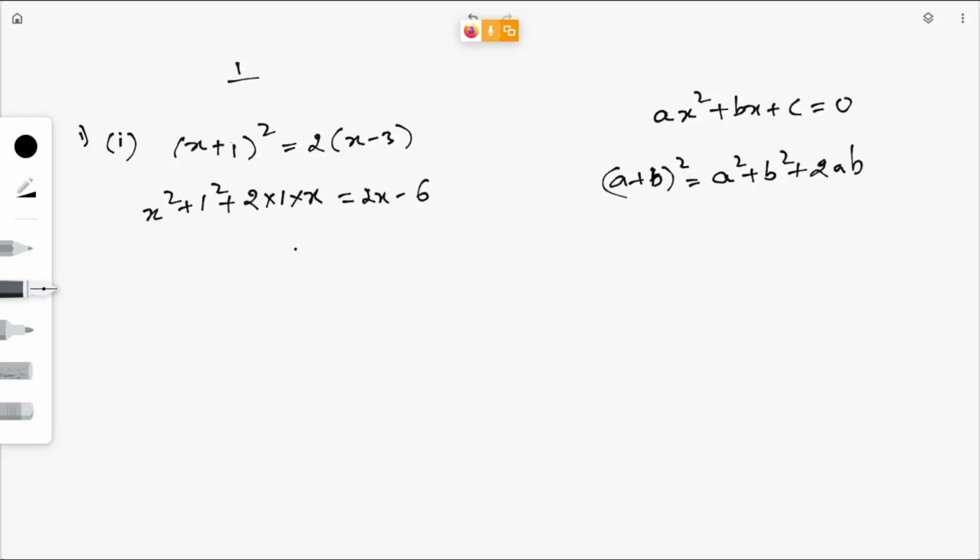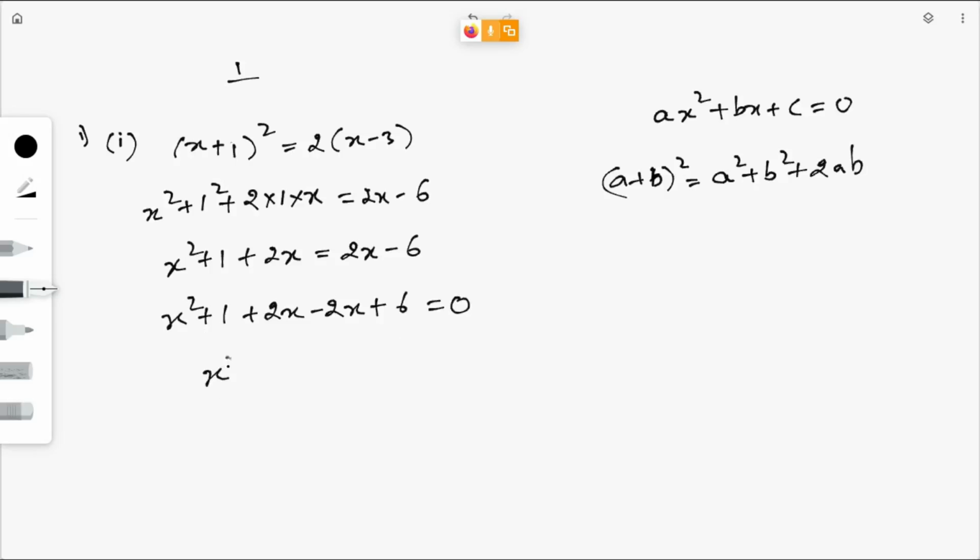What is the next step? Keep this x square as it is. What is 1 square? 1. And then 2x is equal to 2x minus 6, right? So now take all the terms in the LHS to the RHS, right? So you will get x square plus 1 plus 2x minus 2x plus 6. If you take this 2x here, you will get minus 2x, and minus 6 will become plus 6, is equal to 0, right? Now simplify this one.